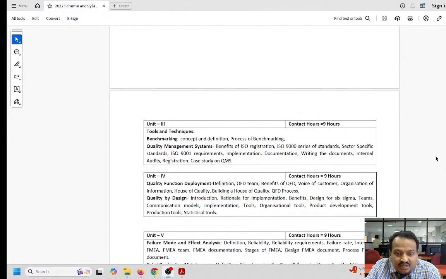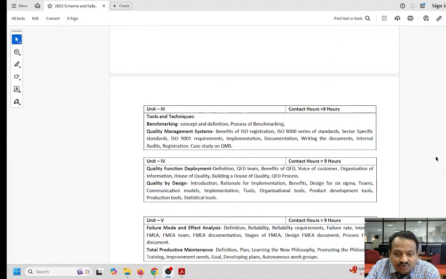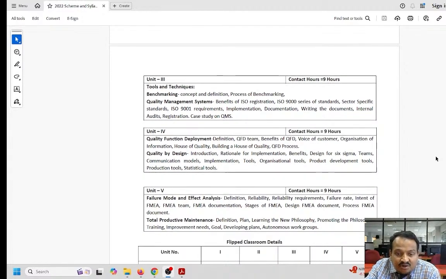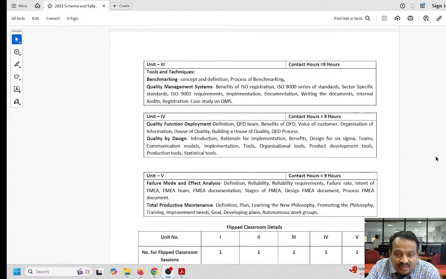Unit 4 is all about quality function deployment. You have all the processes, how the quality function has to be deployed. Then unit 5 is all about the failure mode effect analysis. We call it FMEA, how it failed, why it failed. All this analysis can be done through this documentation.